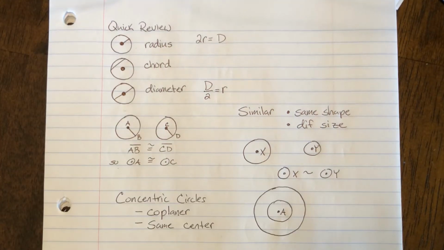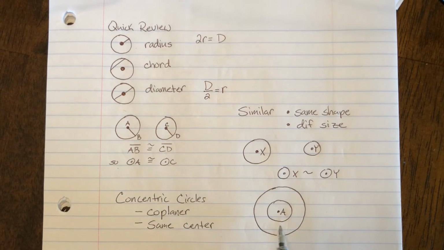The last thing we're going to talk about are concentric circles. Concentric circles, you have to have two things. They have to be coplanar, on the same plane, like on a flat sheet of paper, and they have to have the same center. If you have two circles that are coplanar and share the same center, just like this, we call them concentric circles.